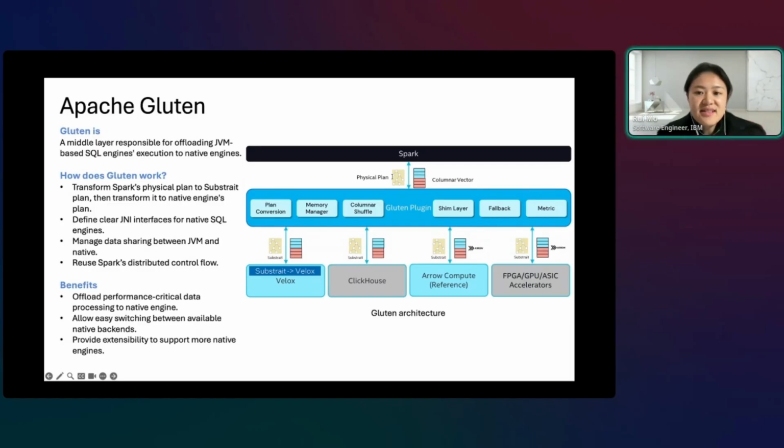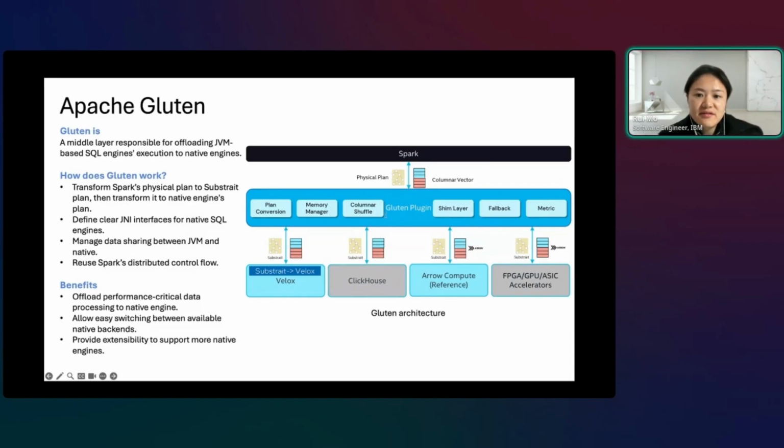Instead of replacing Spark, Gluten focuses on offloading performance-critical SQL workloads to high-performance native engines. This allows us to significantly improve query efficiency while still preserving Spark's ecosystem.